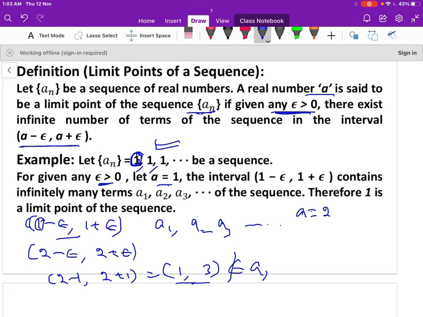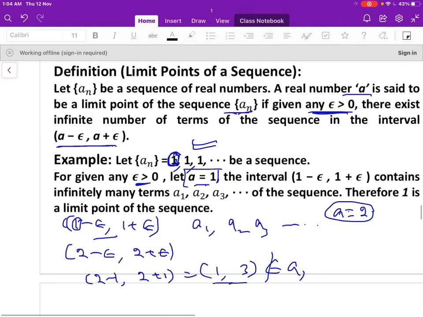For any epsilon, if I take similarly a3 also. Therefore, 2 is not a limit point of the sequence. So there is only one limit point of the sequence, that is 1. Let us take another example.